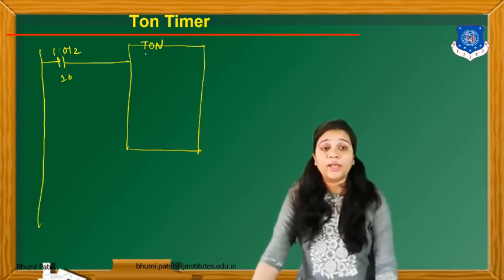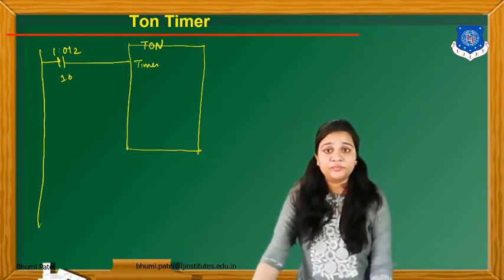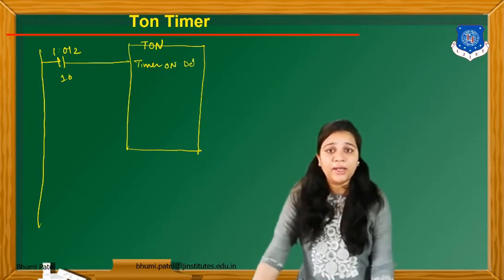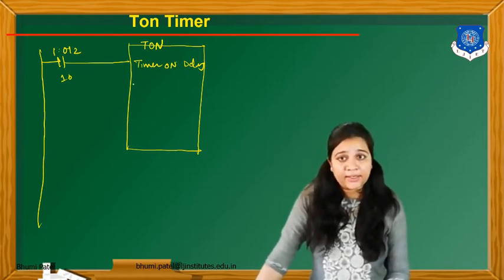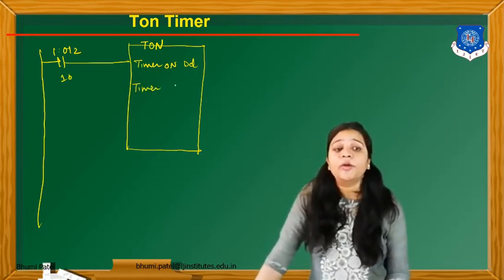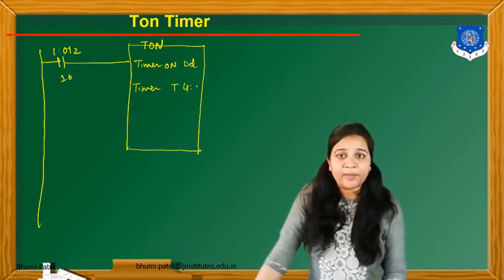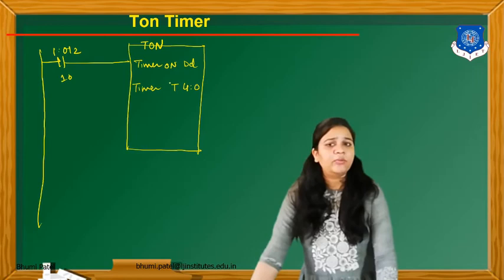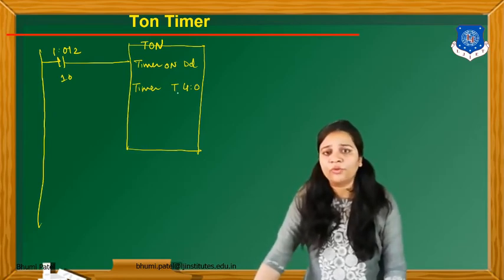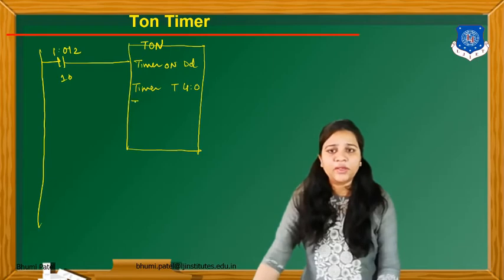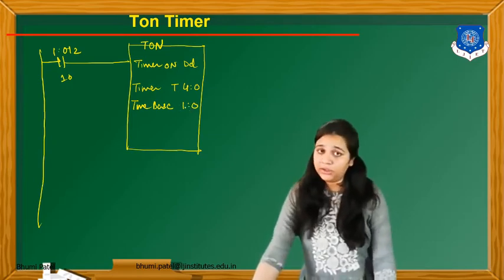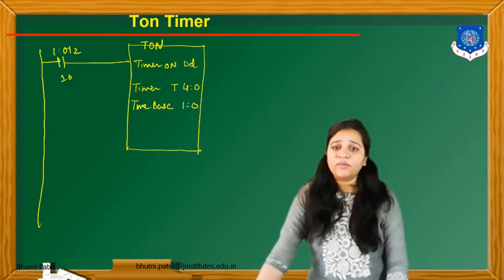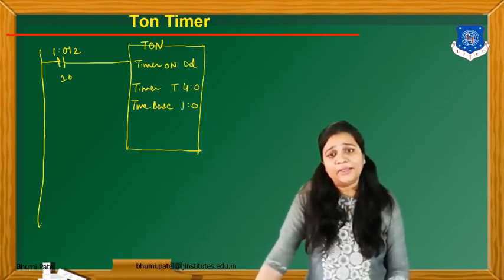After that we use a timer on delay, that means after some time my output goes on. Clear? For that we use one timer, and the name of the timer is suppose T4 jam 0. You can take any name for the timer, but the must condition is that you have to write T here. After that we write the time base, and in most cases we take the time base of 1 second. Here you have to write 2 jam 0, so the time base will be 2 seconds. We also write here 10 jam 0.